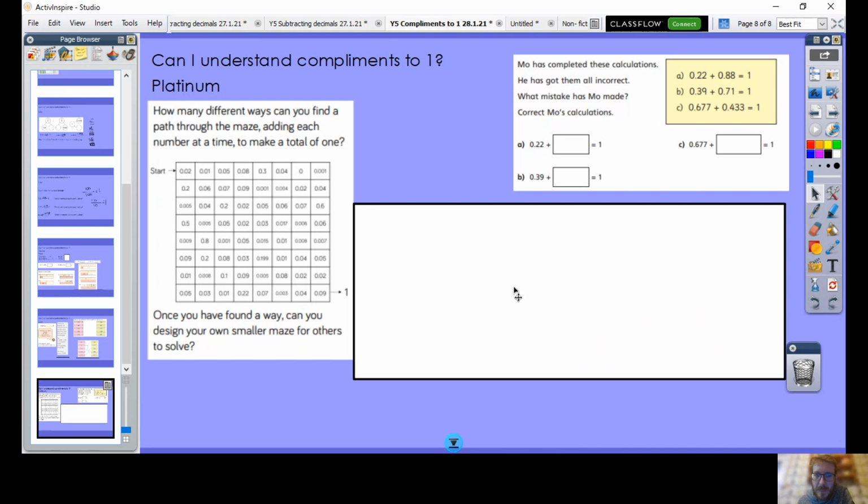And then Platinum, maybe have a go at this one first, which again you're calculating trying to find the mistake, so calculate them and find the mistake. And then with this one it's a little bit more open, so you're trying to find a way through the puzzle, adding each number at a time to make a total of 1 to make your way through the puzzle to get to here. And then afterwards you could maybe have a go, if you're feeling up to it, at making your own puzzle, which maybe someone else could have a go at, or you could show your own way through it. So pause the video and have a go at these questions.